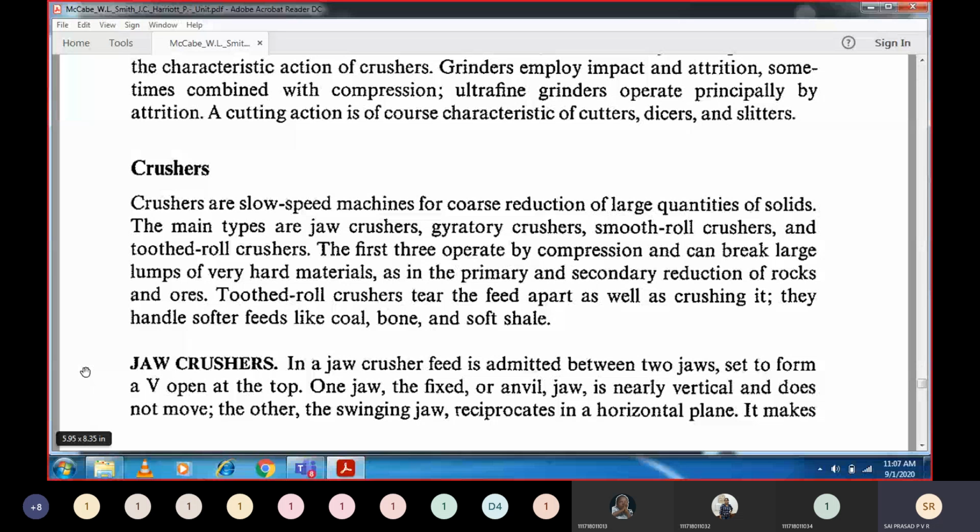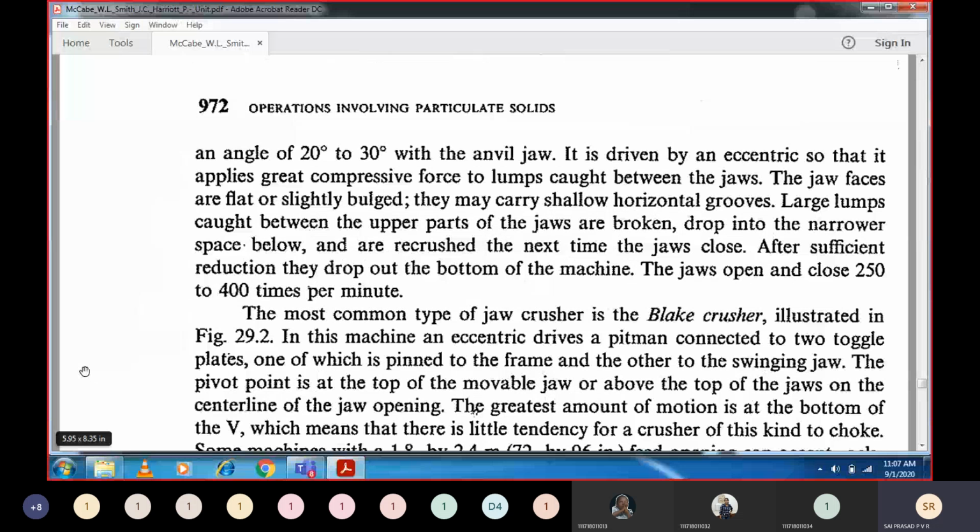Now it makes an angle of 20 to 30 degrees with the anvil. So he is telling the angle between the V shape. If you draw a line for the stationary jaw with some inclination, and then draw the swinging jaw, the angle made between them is around 20 to 30 degrees. It is driven by an eccentric, so that it applies greater compressive force to the lumps caught between the jaws. So the eccentric mechanism is used for delivering the force to the swinging jaw, which swings from left-hand side to right-hand side.